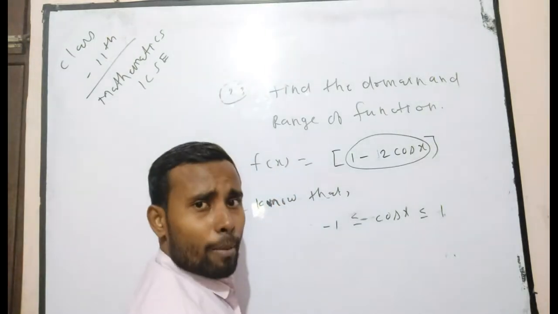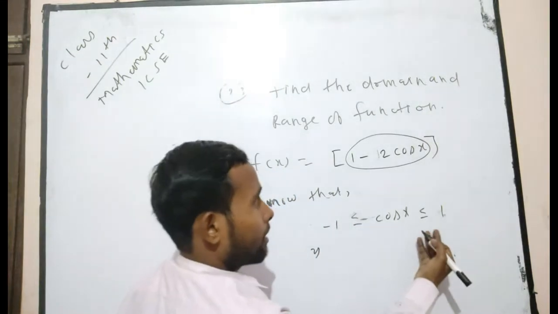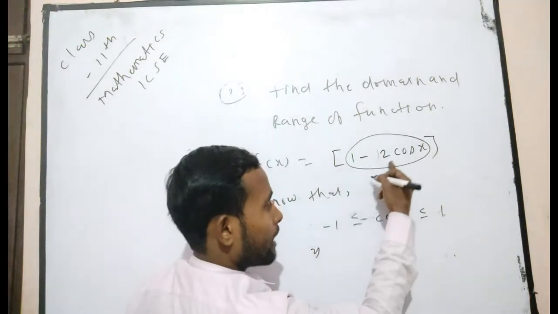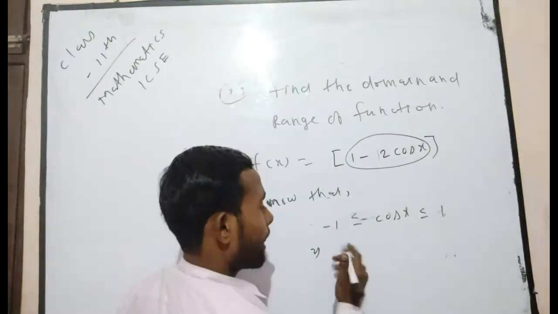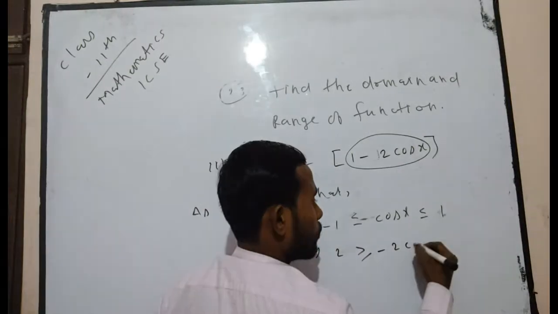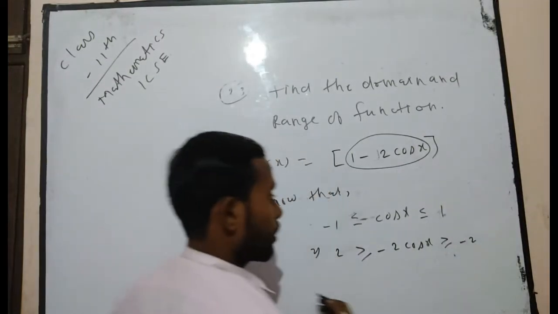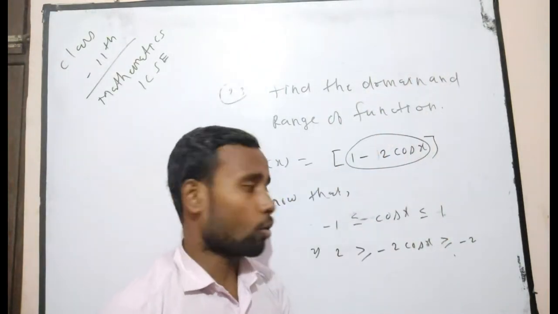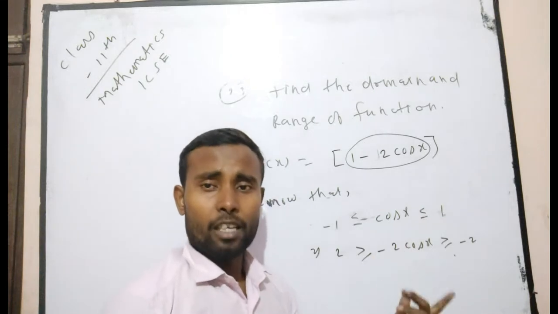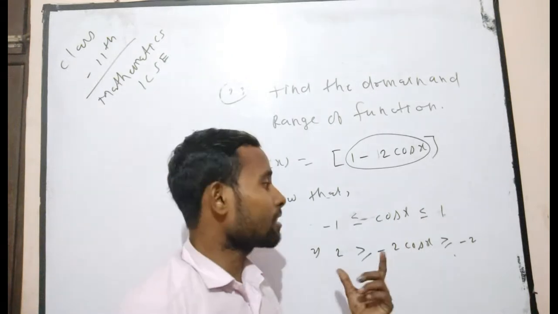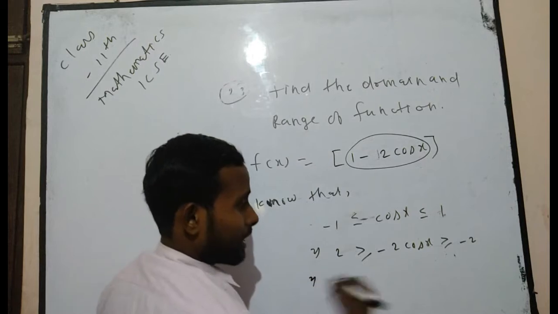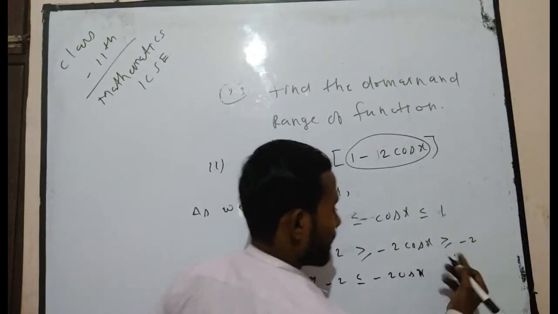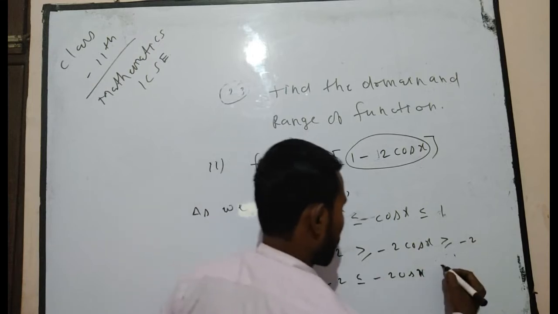If you multiply both sides by -2, then the sign will be reversed. Multiplying by -2, minus minus plus, you get 2 is greater than or equal to -2 cos x, which is greater than or equal to -2. According to the property of inequality, I have already told you, when you multiply any inequality by a negative number, its sign will be reversed. In standard form, -2 is less than or equal to -2 cos x, less than or equal to 2.